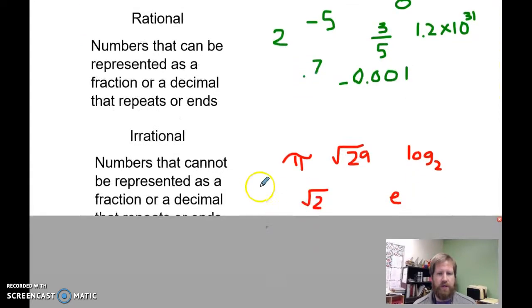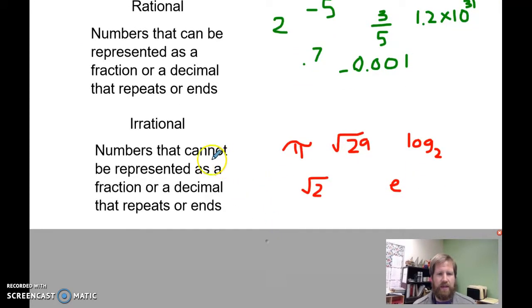Second category, irrational, and those are those numbers that can't be represented as a fraction or a decimal that repeats or ends, right? Your decimal is going to go on forever without repeating. Pi is our big example of that. Any square root of a whole number that is not a perfect square is going to be an irrational number. And there's some other ones that we have, but you won't really run into.